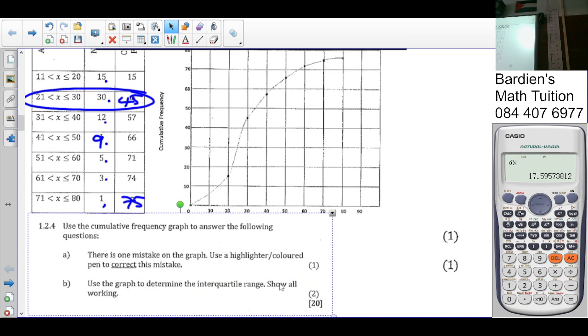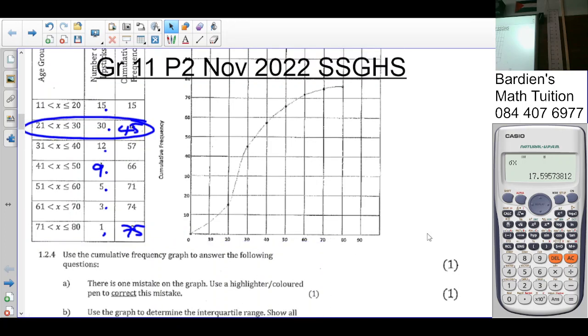Use your cumulative frequency graph to answer the following questions. Is there one mistake? There is one mistake on the graph. Use a highlighter or colored pen to correct this mistake. So where is this mistake? The starting point here. As we know, we need to start at the lowest value of that class interval. So in other words, we need to start approximately there. So there's your mistake.